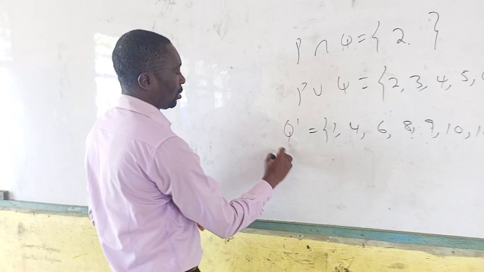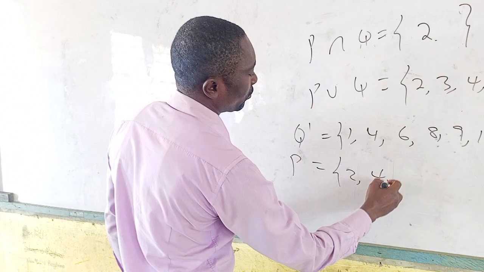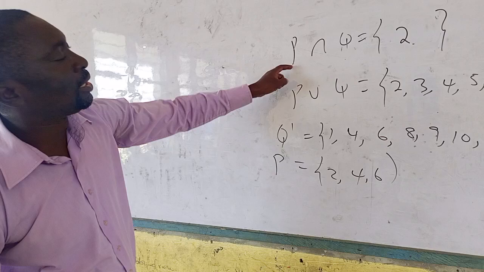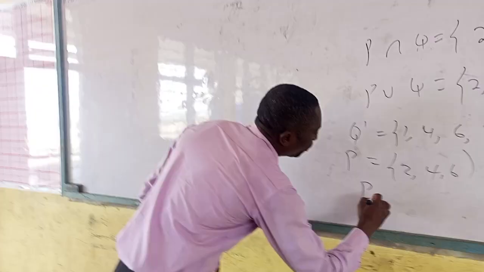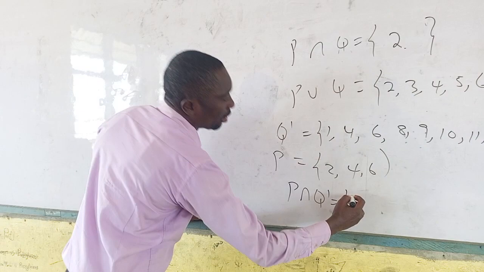P consists of 2, 4, 6. Now that we have our Q complement, let's find P intersection Q complement. We have already found our Q complement. Is that not it? Yes. So P intersection Q complement will give us 4 and 6.